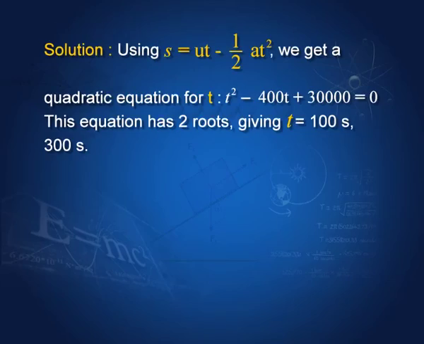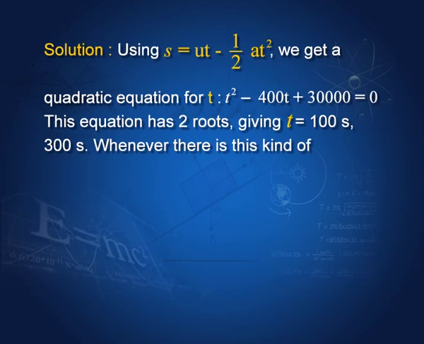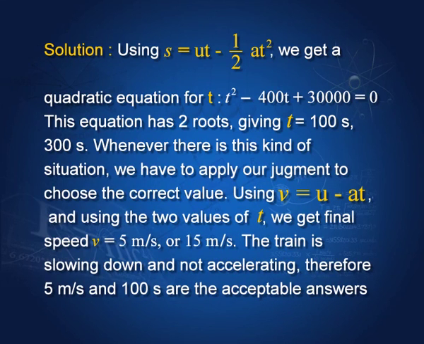Once again, we get two values and we have to choose one value using other considerations that we can have. Whenever there is this kind of situation, we have to apply our judgment to choose the correct value. So, what do we do? In this case, we take v equal to u minus a t, substitute the values of a, u and t equal to 100 seconds and t equal to 300 seconds.